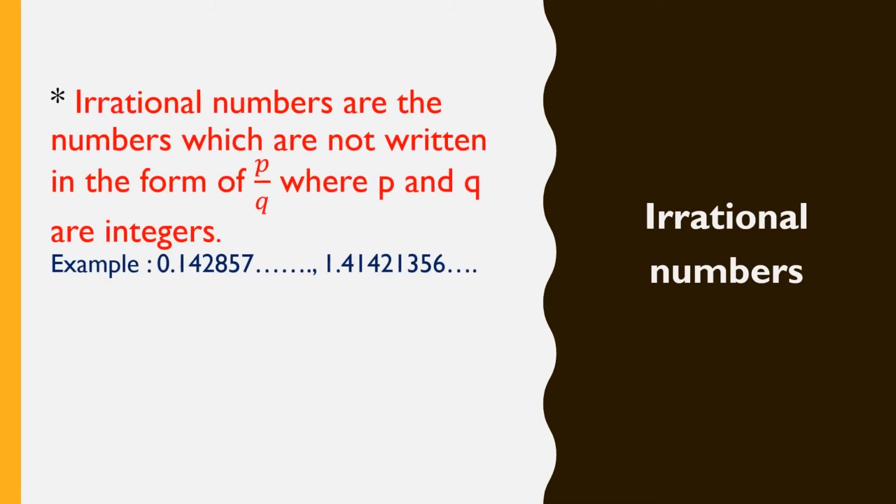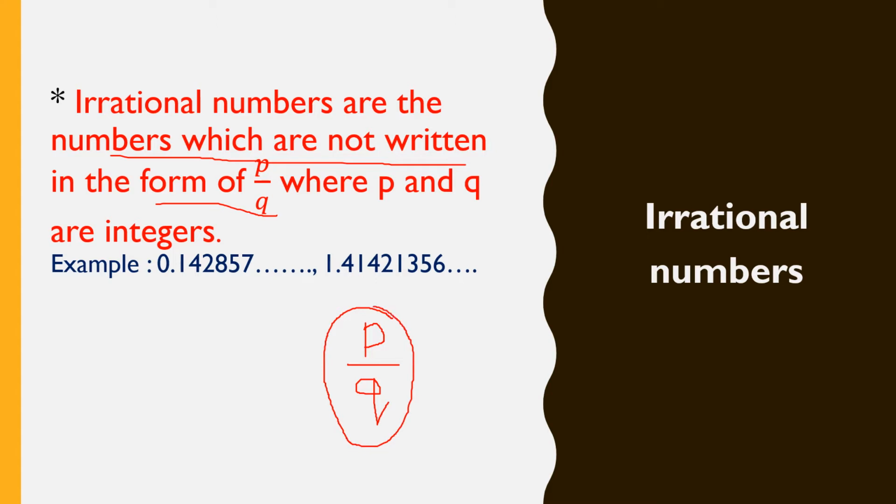So coming to the topic, what are irrational numbers? Irrational numbers are the numbers which are not written in the form of p by q. Children, already we discussed what are rational numbers. In our rational numbers video we discussed that rational numbers are the numbers which are in p by q form, and they include natural numbers, whole numbers and integers also. Here q should not be equal to 0.